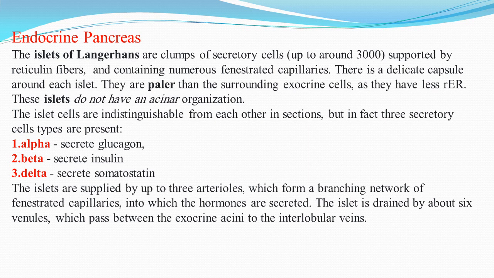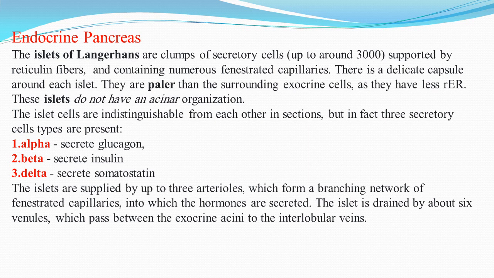But in fact there are 3 secretory cell types present. إذا ما نقدر نميز الخلايا من بعضها البعض، ولكن نقدر نميزها من الإكسوكراين سيل اللي محيطة بها أو الأسيناي المحيطة بها. ولكن هناك 3 أنواع من السكرتري سيلز، اللي هي ألفا سيل، بيتا سيل and delta cell. The alpha cells secrete glucagon while the beta cells secrete insulin and the delta cells secrete somatostatin.